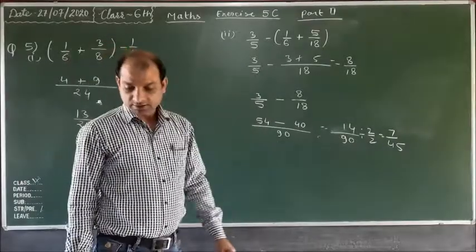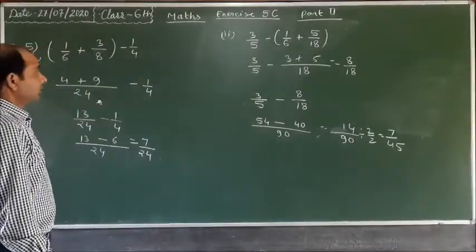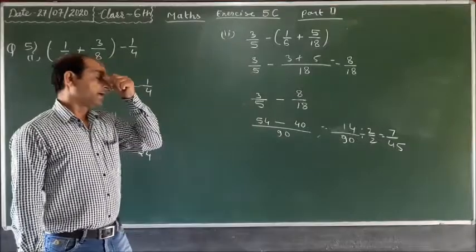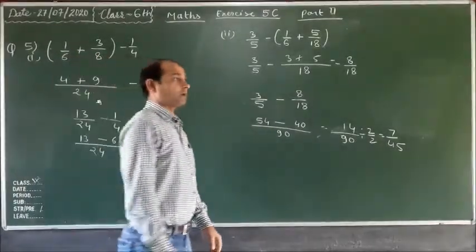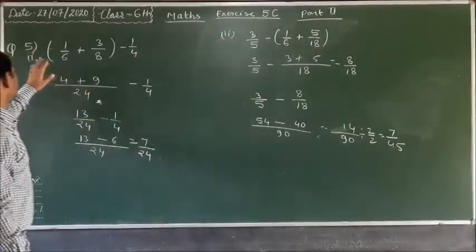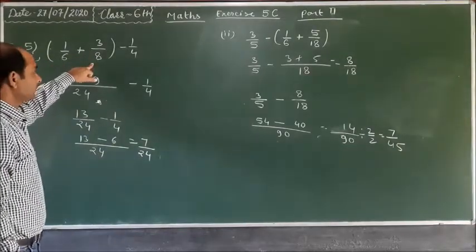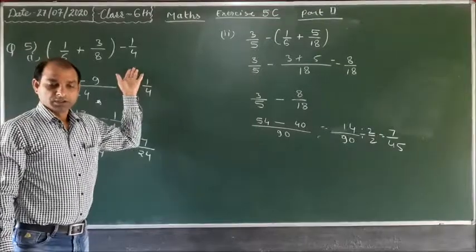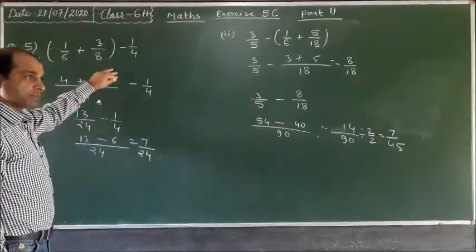Today we start with question number 5, exercise 5C. In this exercise, this is the second video, so I write here Part 2, Maths Class 6. Now the first question is (1/6 + 3/8) - 1/4. We have to simplify this question.